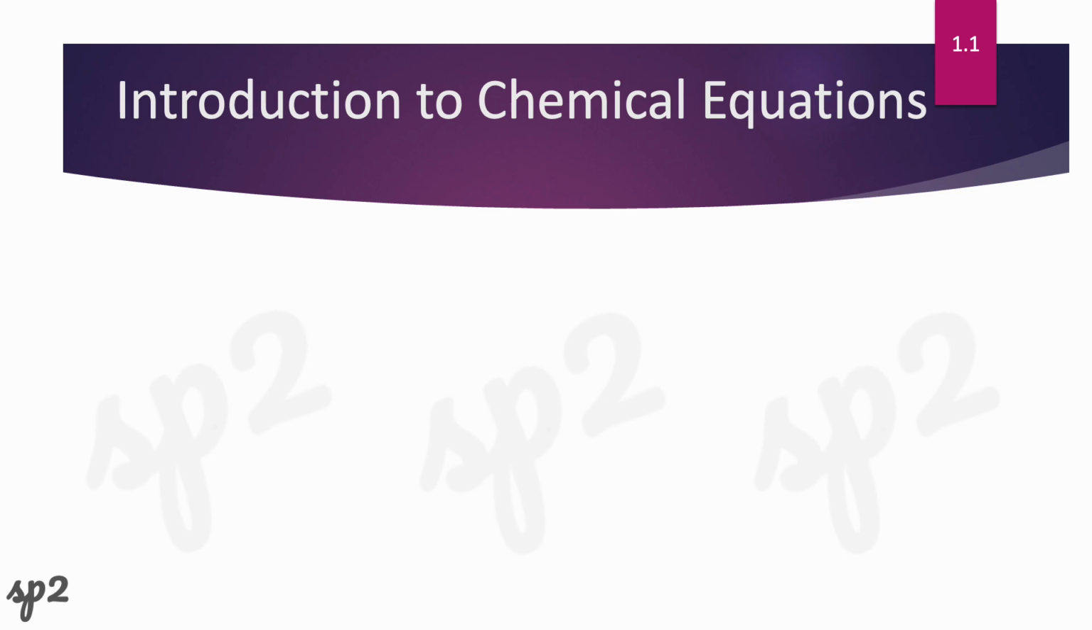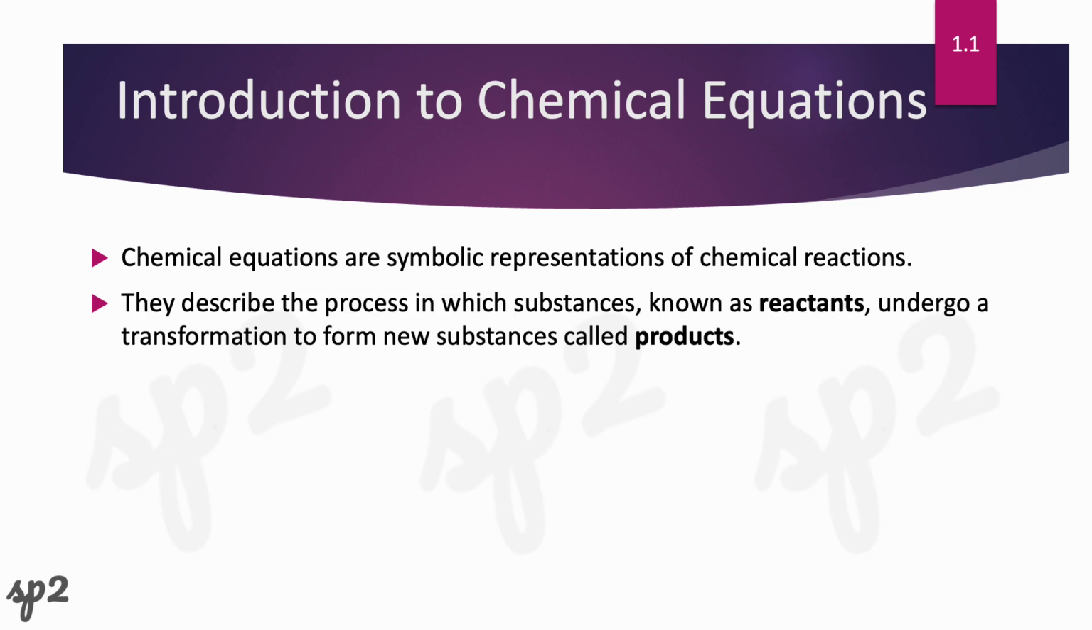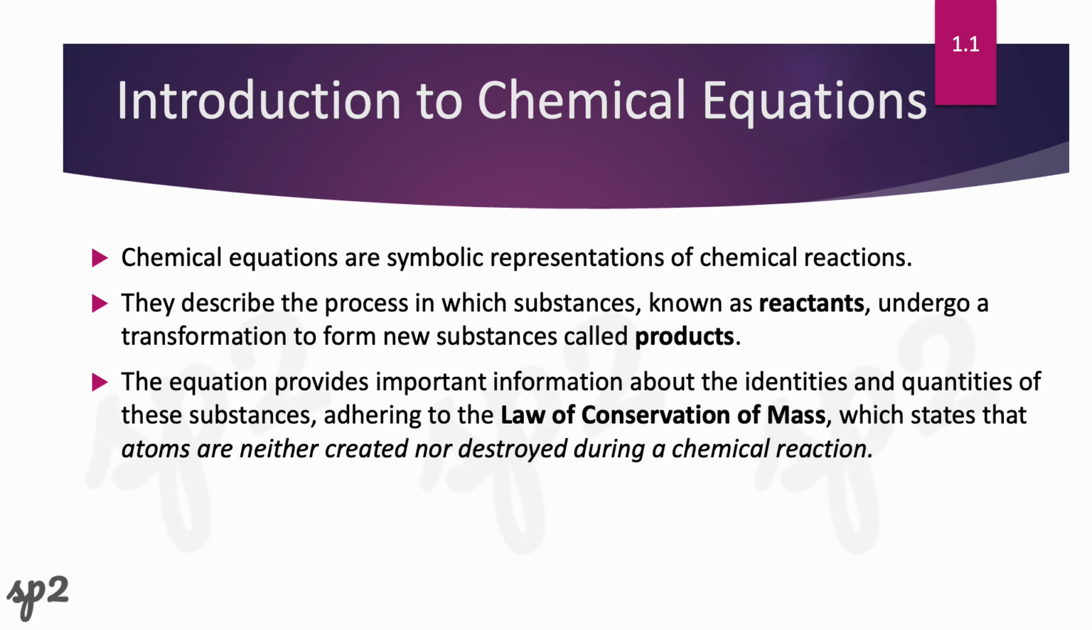Okay, so let's go over the introduction to chemical equations. Chemical equations are symbolic representations of chemical reactions. They describe the process in which substances, known as reactants, undergo a transformation to produce new substances known as products. The equation provides important details about the identities as well as the quantities of our substances, and we always need to follow the law of conservation of mass. According to this law, atoms are neither created nor destroyed during a chemical reaction.